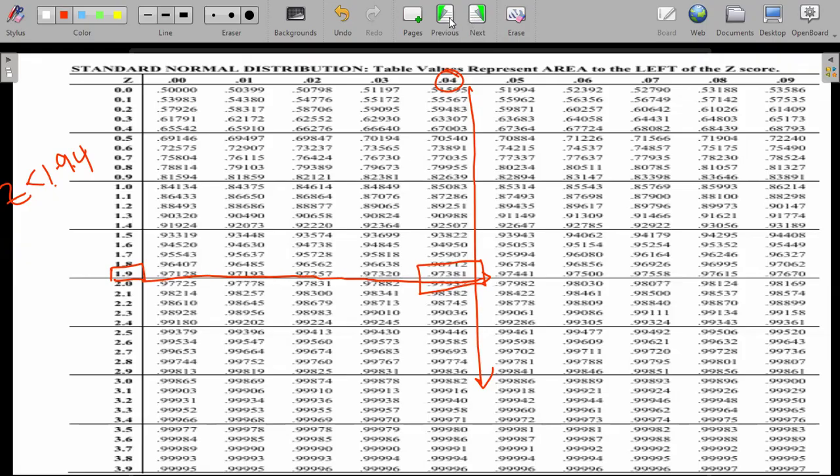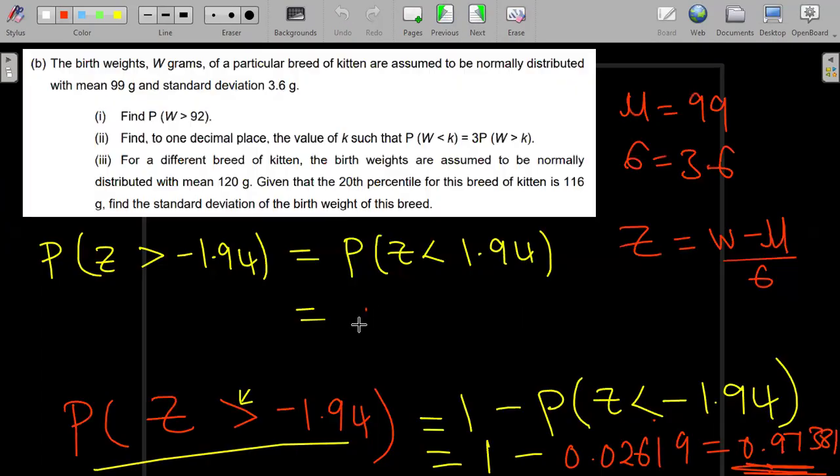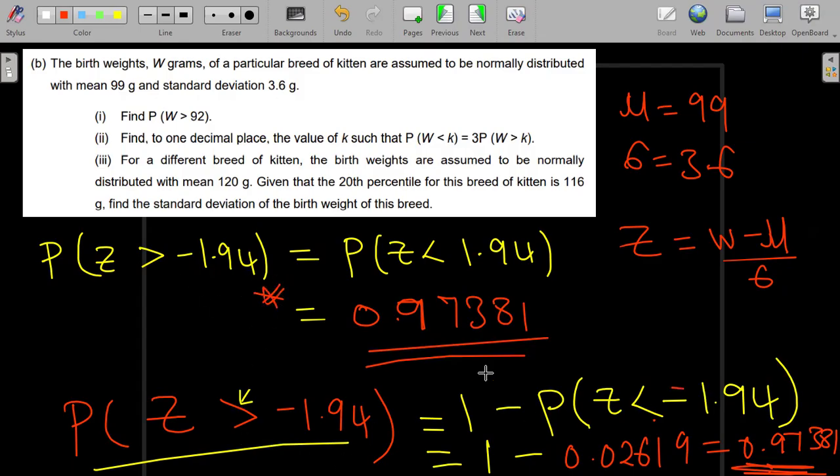So we can go back here and write it. This is the same, 0.9738. So the probability is the same, whether you use the symmetric rule like here, or you use the complement rule.